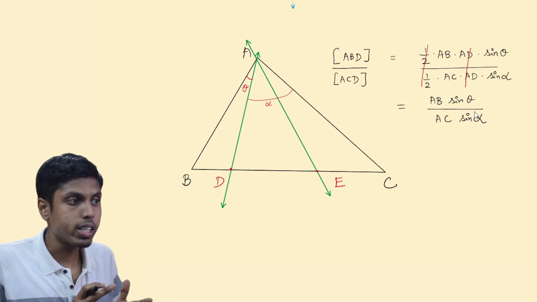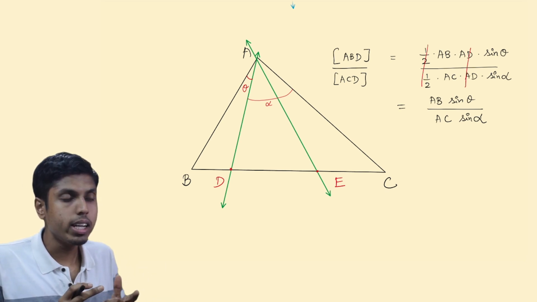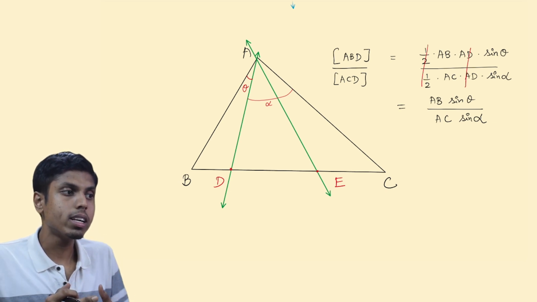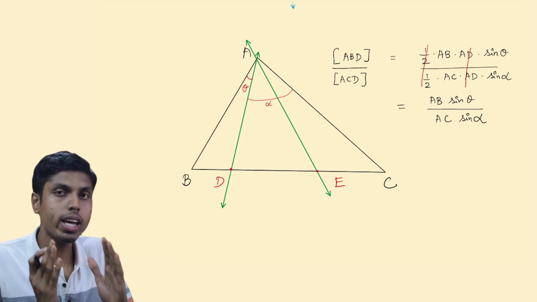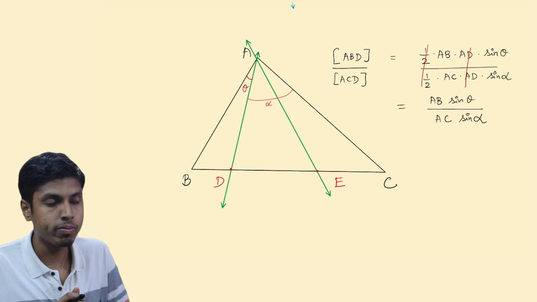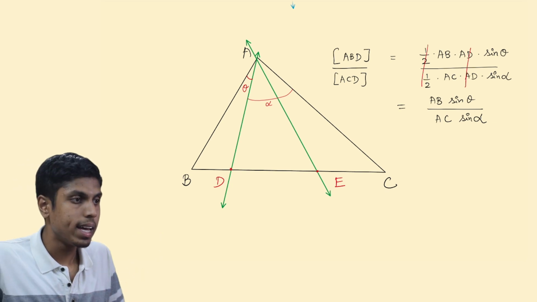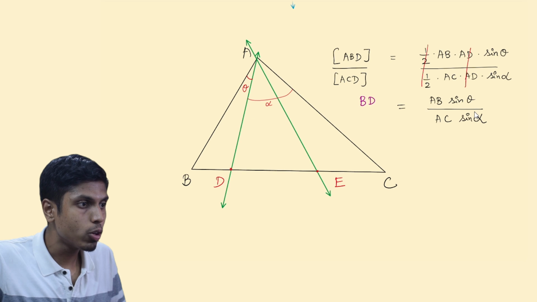But if we represent the area in terms of the half into base into height formula, we know that the heights are equal and they are going to get cancelled in the ratio because it is a common height for both triangles. Hence, it is the base ratio of these two triangles, which is BD upon CD.